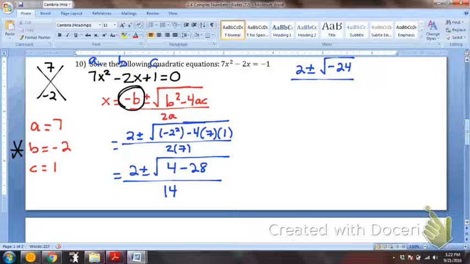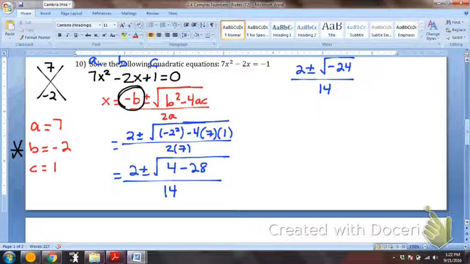And up until this point, you would say, oh no, can't do anything. But we just learned how to handle a negative underneath the square root. What are we going to do, Crystal? How do we handle a negative underneath the square root? Okay, and now what do we do?